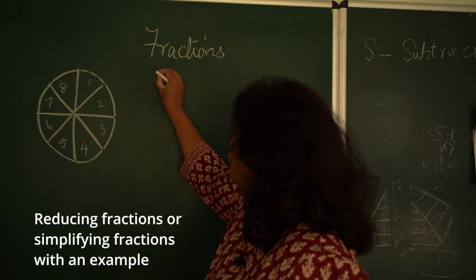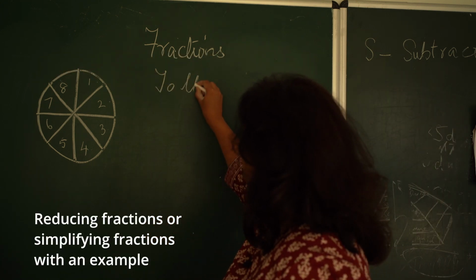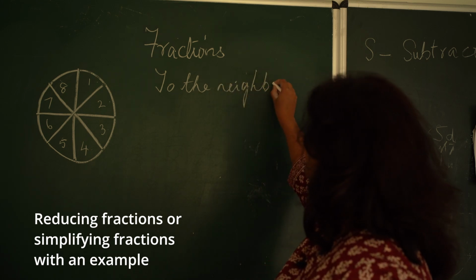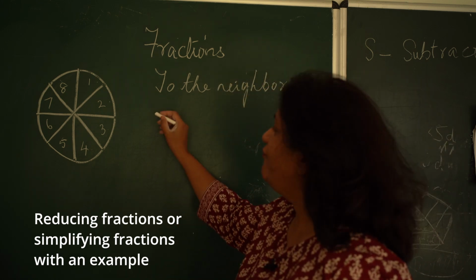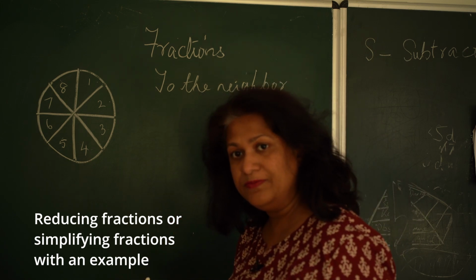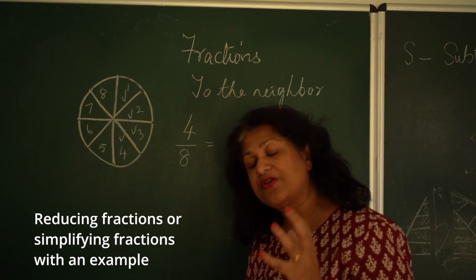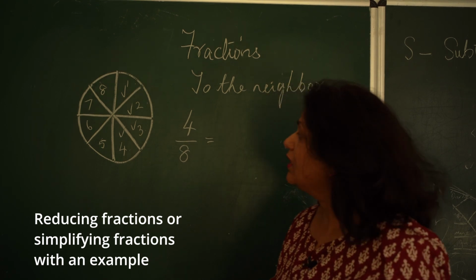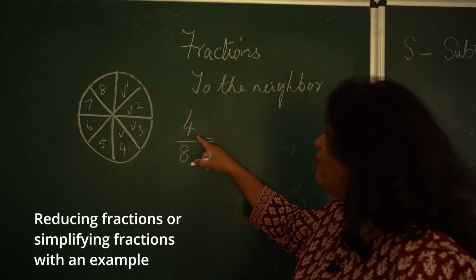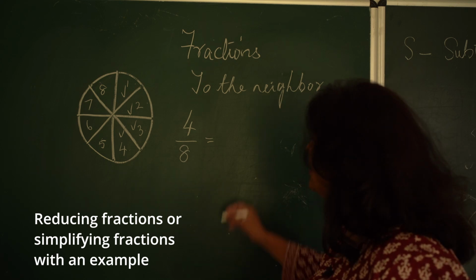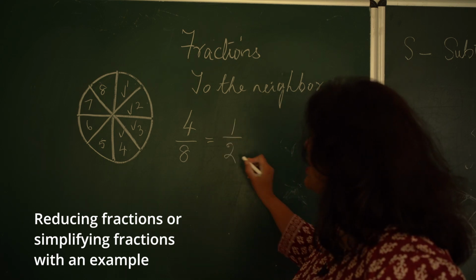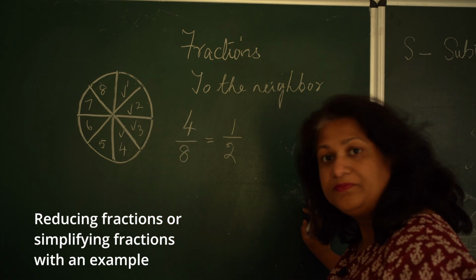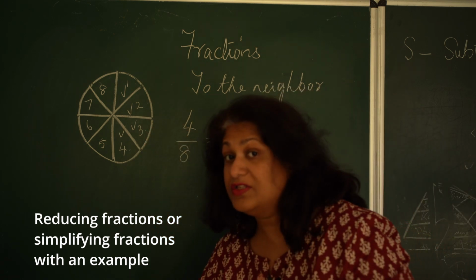Now let's say to the neighbor, I gave half of the cake. With fractions, we try to get them into the smallest number possible. It just makes life easy. So here 4/8 means 1/2. Why? Both these numbers can be divided by 4. Now hold on to this thought.